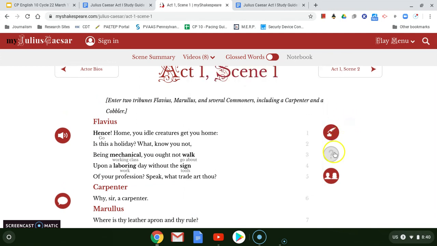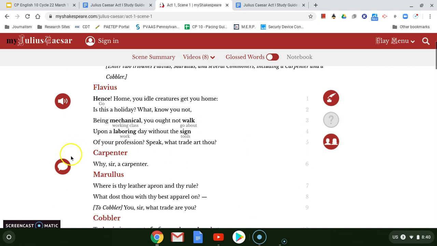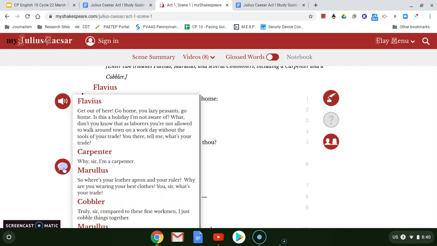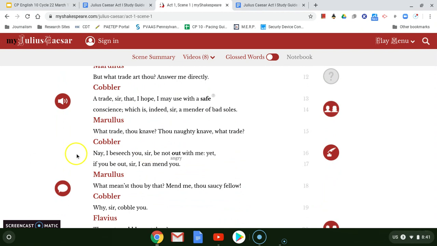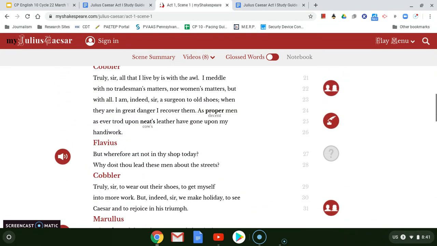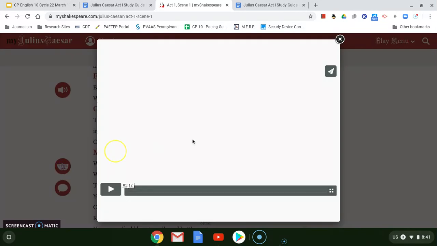If you have more questions about that, right here it gives you the historical background, and it'll talk about the clothing laws and so forth. It can provide more context for you to help you better understand it. If you click on this icon, it'll actually decipher some of the lines into kind of a more regular, everyday English. All right. If you continue to scroll down, sometimes you will note that they will actually act it out for you. All the way down here, you can actually watch a performance of these lines.